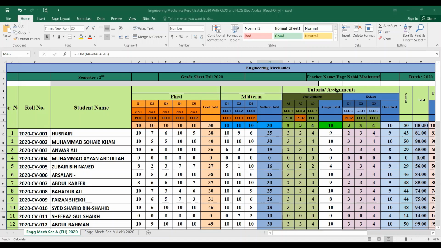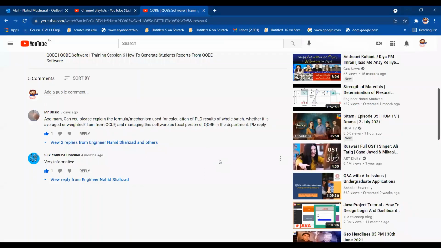One of the comments I got was from a faculty member of another university, and I have opened this comment here. Mr. Ubaid is saying: Assalamu alaikum ma'am, can you please explain the formula or mechanism used for calculation of PLO results of the whole batch, whether it is averaged or weighted? I am from GCUF, managing this software as a focal person of QOB in the department.